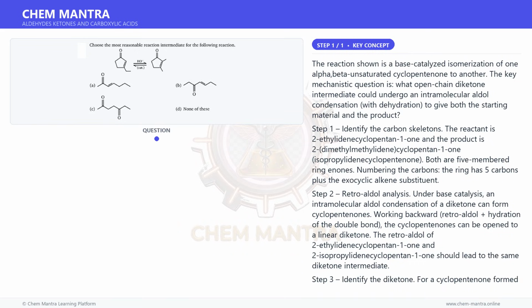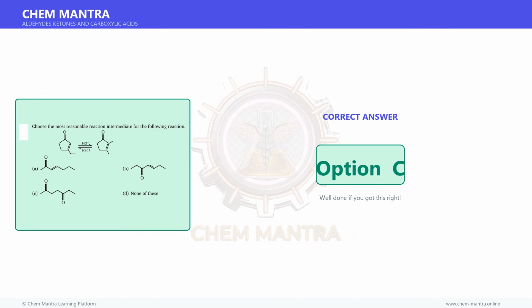Step 5. Eliminate other options. A is a linear enone, not a diketone, so it cannot undergo intramolecular aldol to form the cyclopentanone ring directly. B is also a linear enone, a monoketone with alkene, not suitable as an aldol intermediate for ring formation in this context. D is excluded because C correctly fits. Therefore, the correct answer is option C.